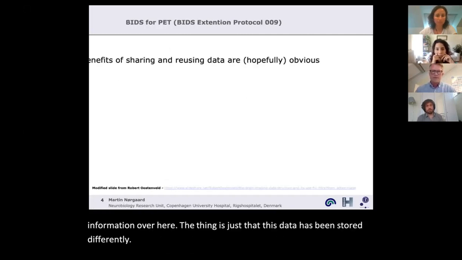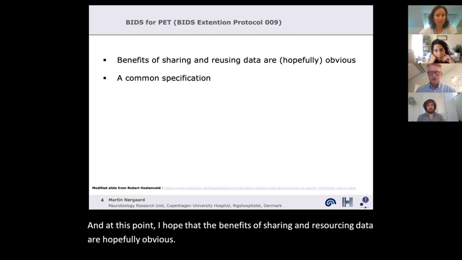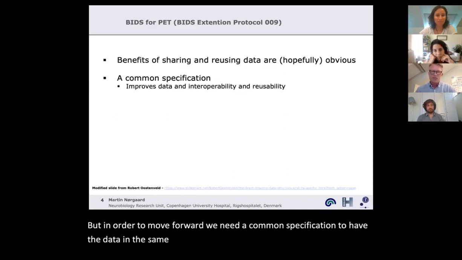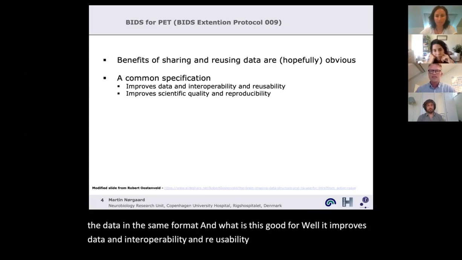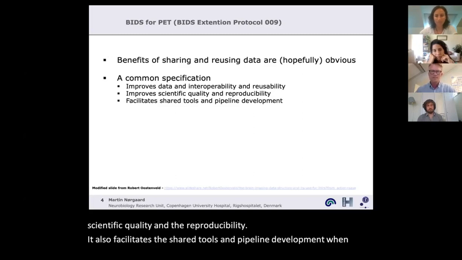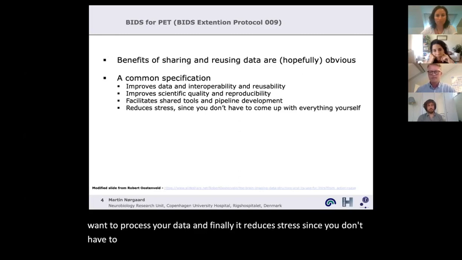And at this point, I hope that the benefits of sharing and reusing data are obvious. But in order to move forward, we need a common specification to have the data in the same format. And what is this good for? Well, it improves data interoperability and reusability. It also improves the scientific quality and the reproducibility. It also facilitates the shared tools and pipeline development when you want to process your data. And finally, it reduces stress since you don't have to come up with everything yourself.